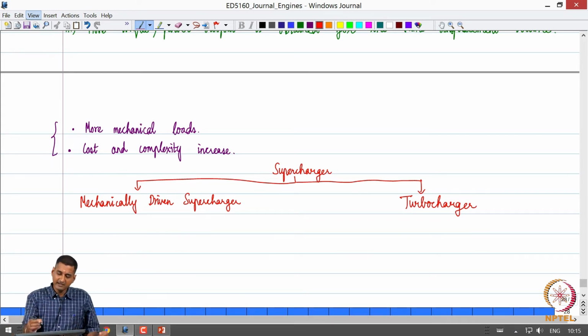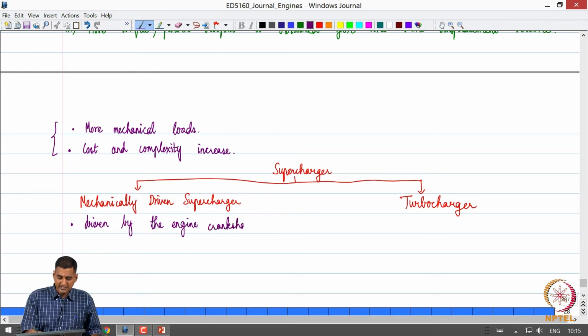So, what is a mechanically driven supercharger? A mechanically driven supercharger is one where the supercharger is driven by the engine crankshaft. So, please note that if I have to compress the intake air and increase its pressure, I need to impart some energy to it, right. So, the energy should come from some place. Now, the question becomes, if I use the energy which is available at the crankshaft output to power my supercharger, that supercharger is what is called a mechanically driven supercharger.